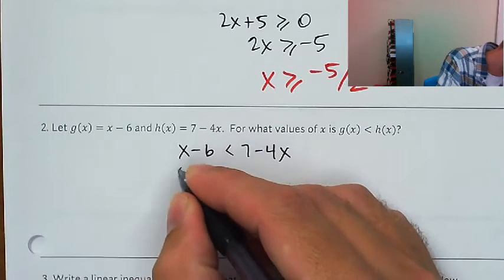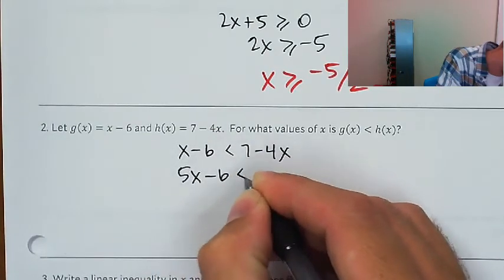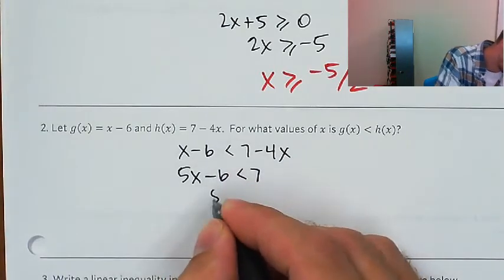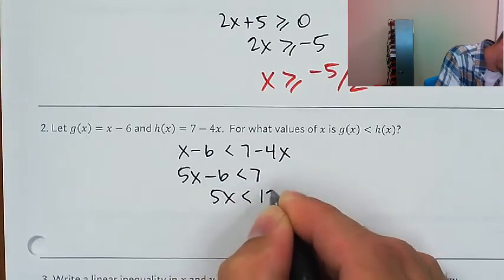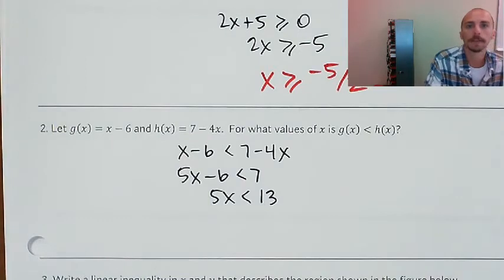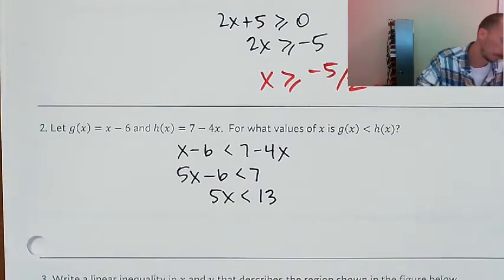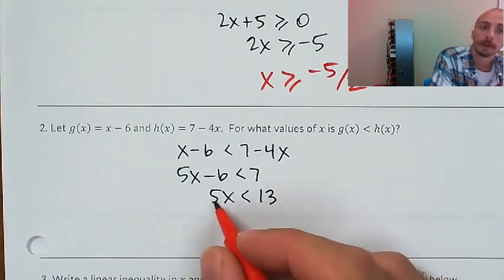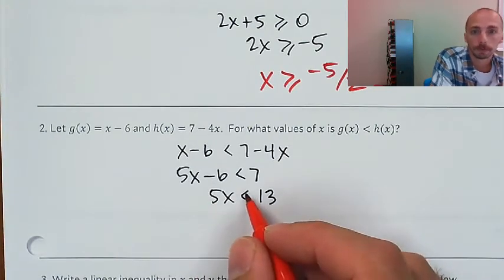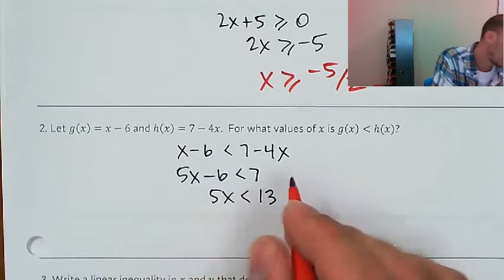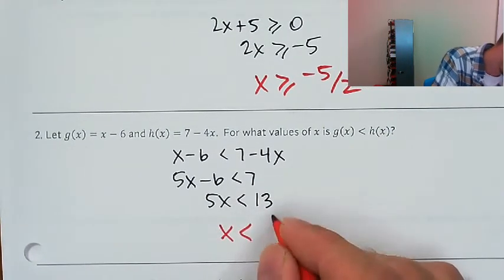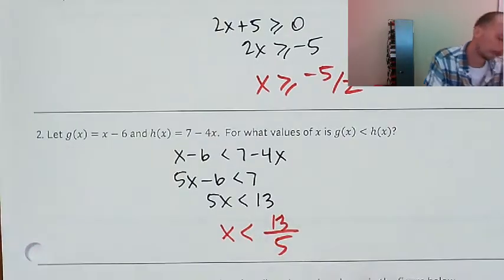So x plus 4x would be 5x. And I'm going to add 6 to both sides. I'll have 5x less than 13. And then I'll be ready to solve for x by dividing both sides of this inequality by 5. And dividing both sides by 5, that's not a problem. If I was dividing by negative 5, that would reverse the direction of the inequality, but I'm not, right? I only have positive 5 here, so I'm just going to divide by that positive 5. And I'll say that x is less than 13 divided by 5.